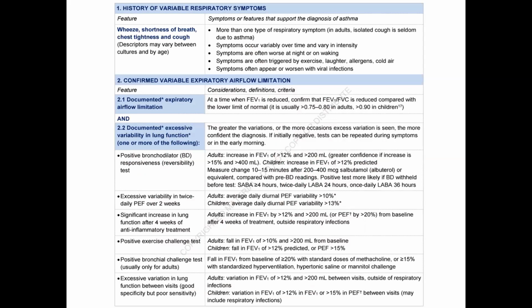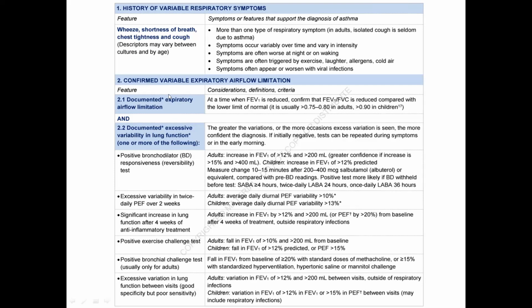So we need to confirm variable expiratory airflow limitation in these patients. We usually use spirometry or peak expiratory flow meter to document expiratory airflow limitation. FEV1, that is the forced expiratory volume in first second, is reduced in all obstructive lung diseases, whereas the ratio of FEV1 to FVC, that is forced expiratory volume in first second to forced vital capacity, is reduced compared with the lower limit of normal in case of expiratory airflow limitation.